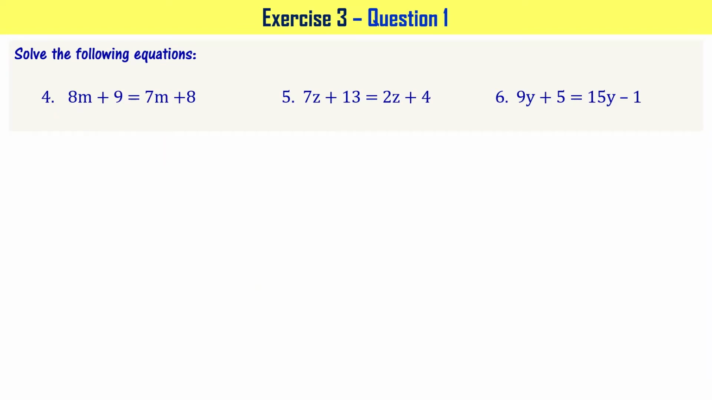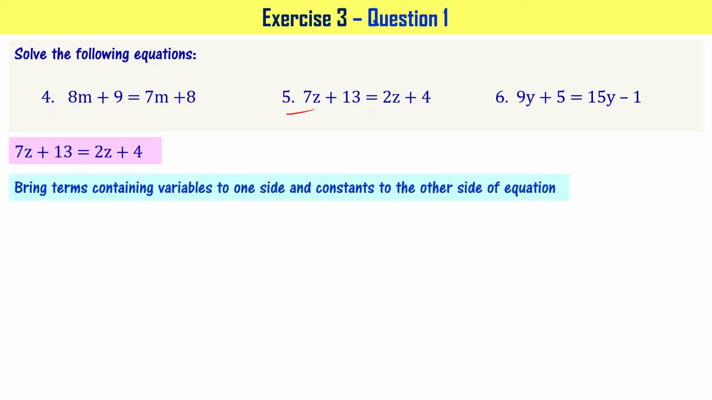Got it? Now let's look at the next problem, that is 7z plus 13 equal to 2z plus 4, right? To solve this, we want to bring the terms containing variables to one side and constant to the other side of the equation, right? Now, I can transpose 2z to the other side.